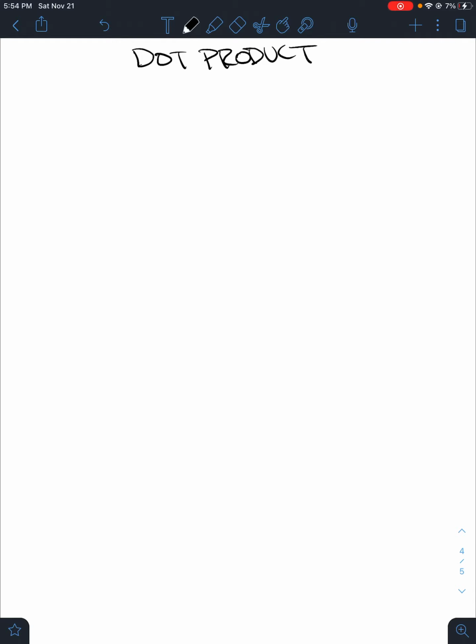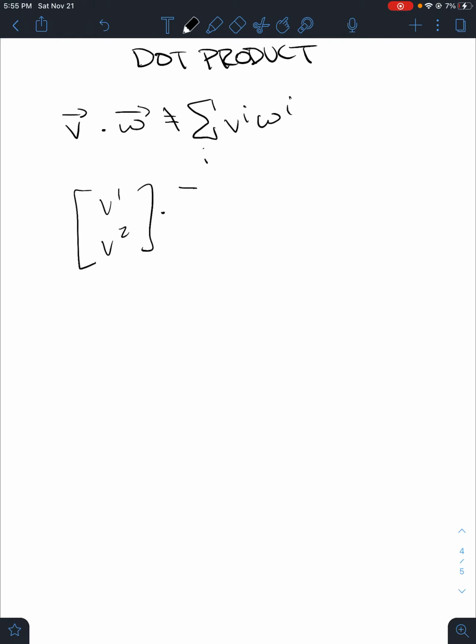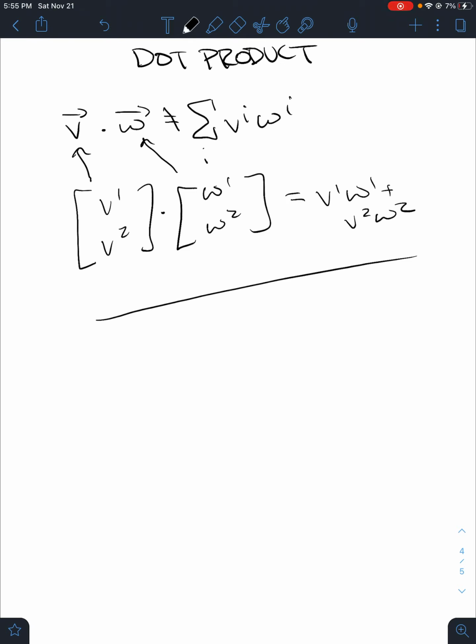So we know that if we have a vector v dotted with a vector w, the dot product is not always this summation. Or in other words, if we have v1 and v2 dotted with w1 and w2, both representing v and w, the dot product isn't going to be v1 w1 plus v2 w2. That's not always true of the dot product. And here's the reason why.